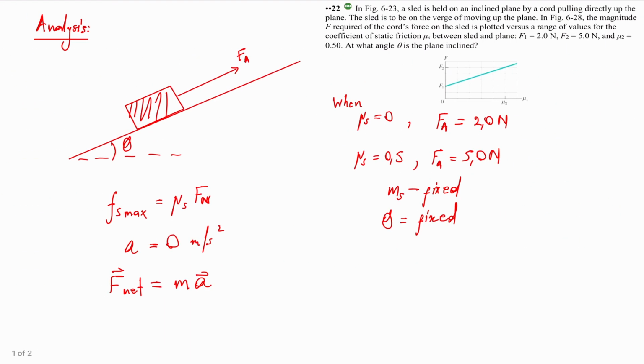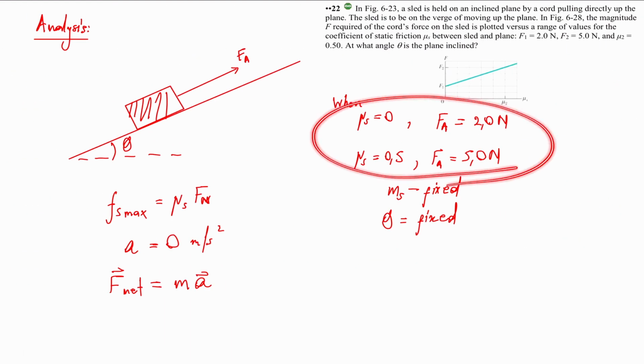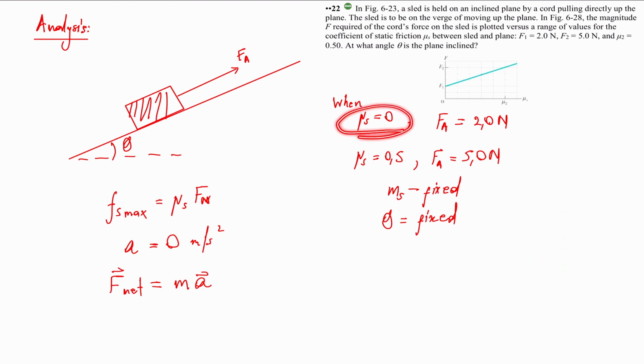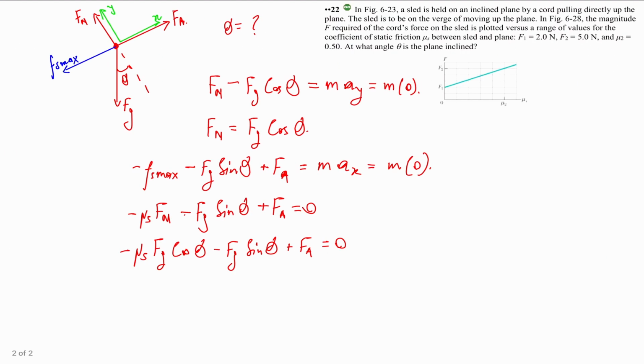And in particular, we can use this fact. We knew what Fa was when mu s was 0. And we also know what Fa is when mu s is 0.5. So we can use these two data sets and substitute them in this equation. We're going to end up with two equations. And when we do so, we're going to find something cool. Let's quickly do that.